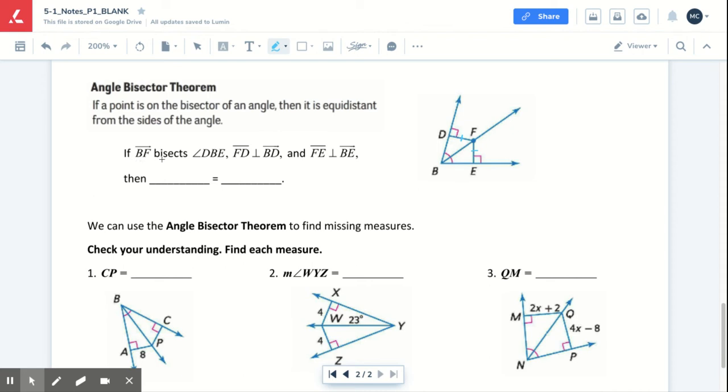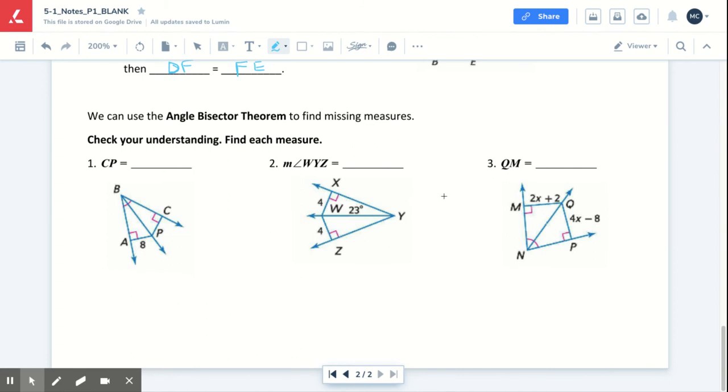So it says if BF bisects angle DBE and FD is perpendicular to BD, and FE is perpendicular to BE, then we can say that these two line segments are equal distance. So I could say from D to F would be equal to, wow, that is an awful D. There we go. From D to F would be equal to the distance from F to E.